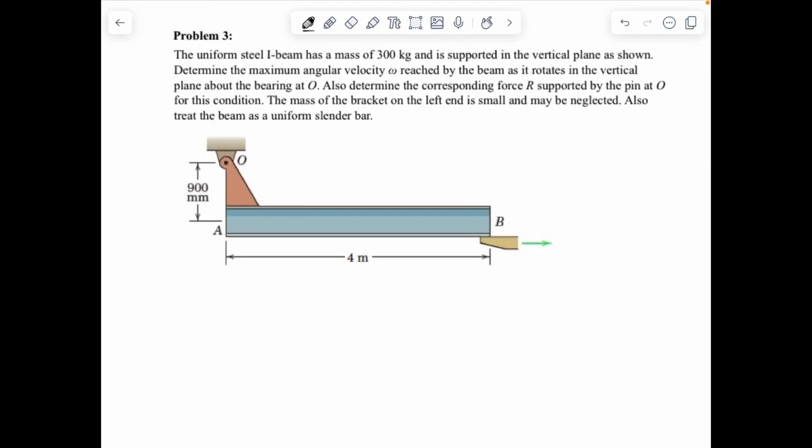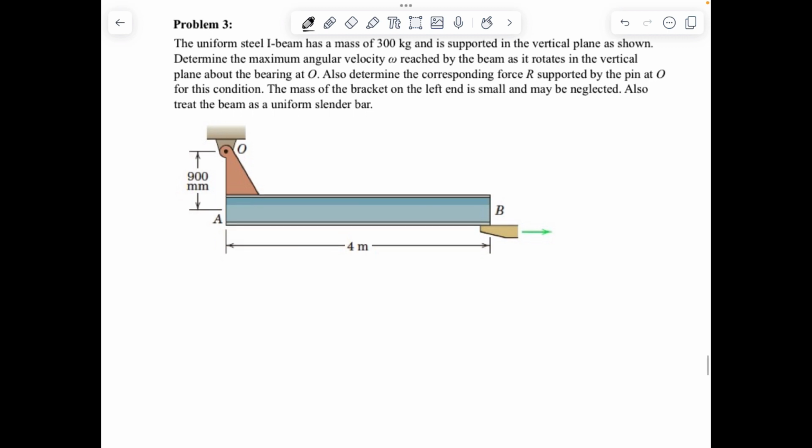Question number 3. The uniform steel I-beam has a mass of 300 kilograms and is supported in the vertical plane as shown. Determine the maximum angular velocity reached by the beam as it rotates in the vertical plane about the bearing at O. Also determine the corresponding force R supported by the pin at O for this condition.